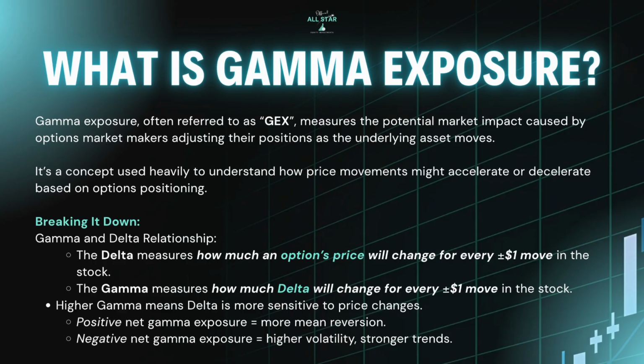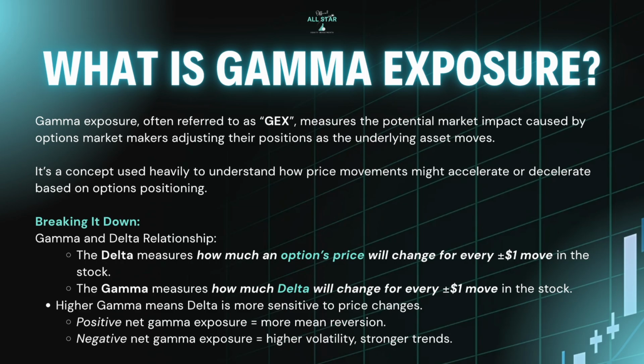So to break it down, let's start with the option Greeks. The delta measures how much an option's price will change for every $1 move in the underlying asset. The gamma measures how much delta will change for every $1 move in the stock. So higher gamma means delta is more sensitive to price changes, making gamma essential in understanding how an option's exposure shifts as the market moves.